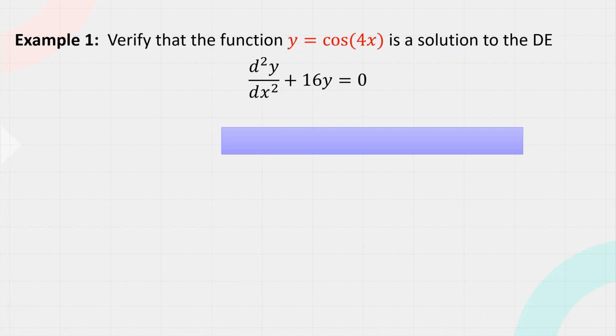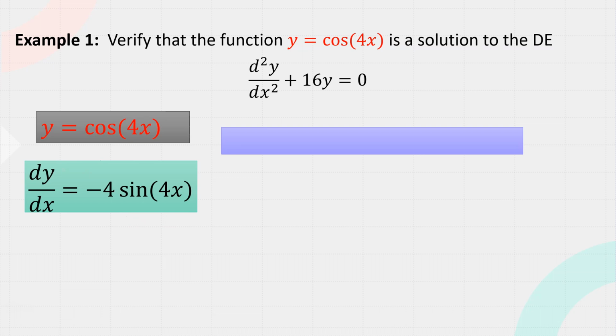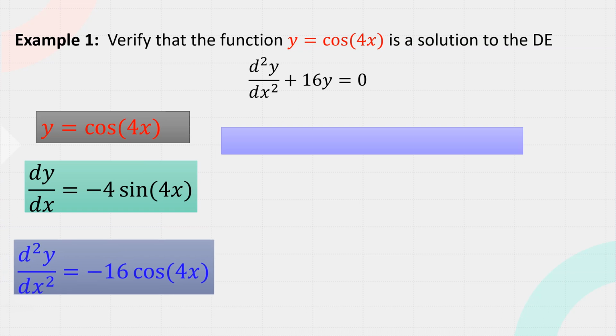So let's look at this example here where it's asking you to verify that y equals cosine of 4x is the solution to this DE. If it is a solution, it will make the equation true. So let's consider the function y equals cosine of 4x. If that is your function, then the first derivative would be negative 4 sine of 4x, and the second derivative would be negative 16 cosine of 4x.